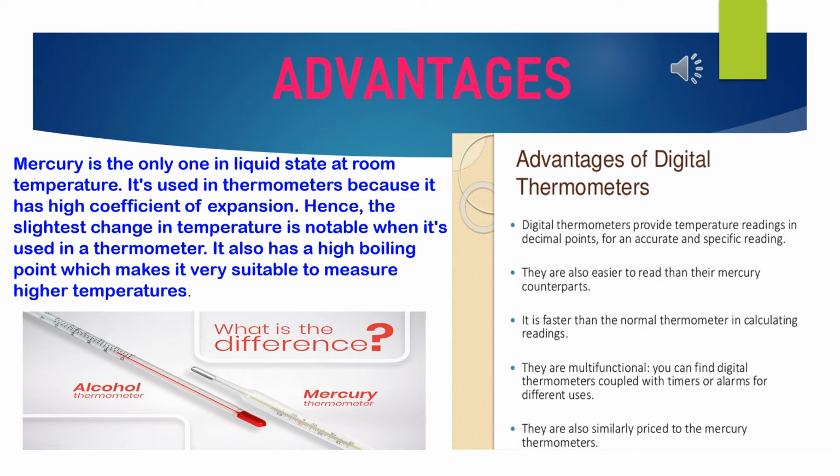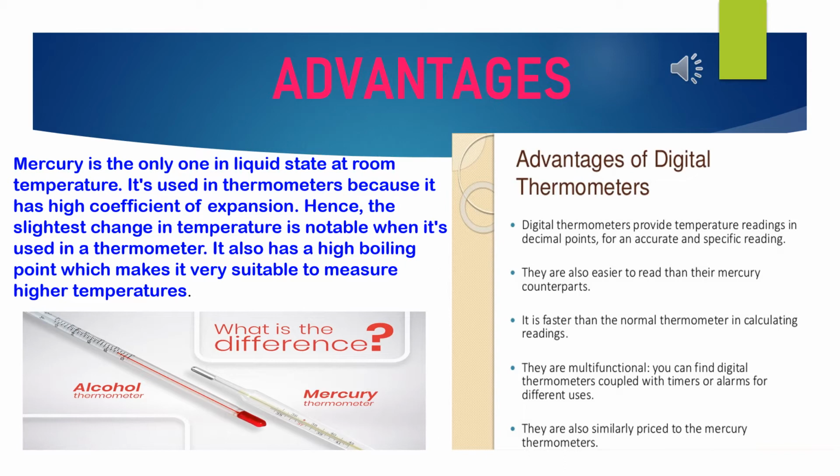So mercury remains in liquid state in this extensive range of temperature, and hence the mercury thermometer can be used for this wide range of temperature. Number 6. An equal volume of mercury increases or decreases for each degree increase or decrease of temperature in a regular manner.